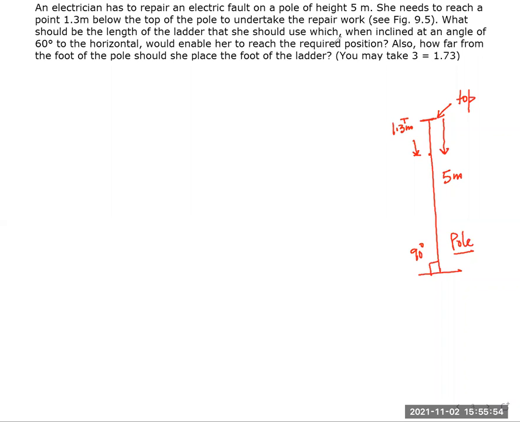That should be used when inclined at an angle of 60 degrees to the horizontal. So this ladder should be inclined. This is a horizontal level. This is a ladder. It should be inclined at 60 degrees to the horizontal. Fine. We want to find out its length.